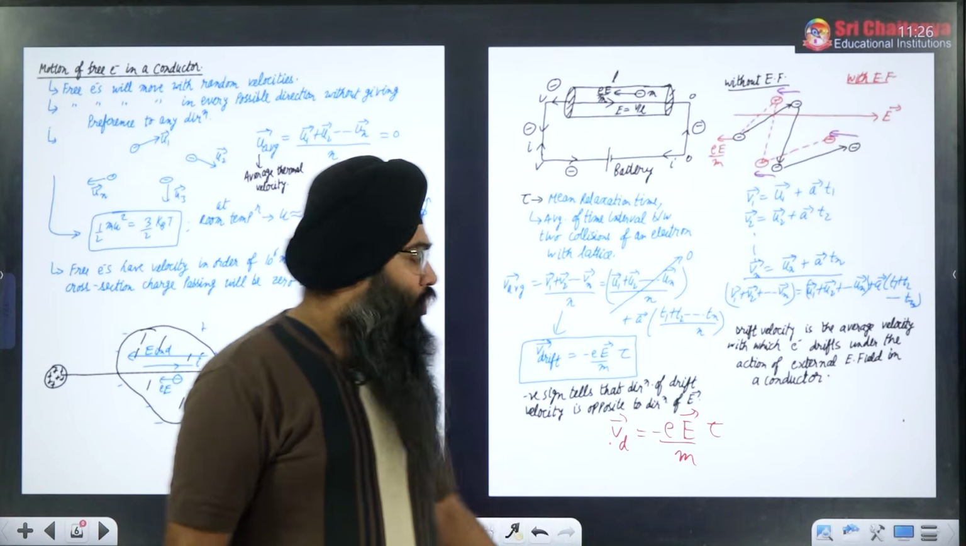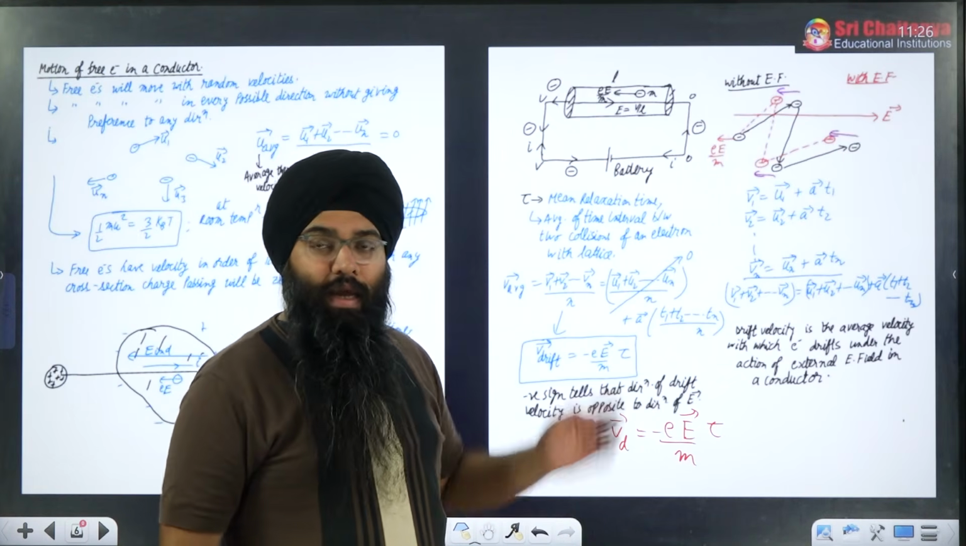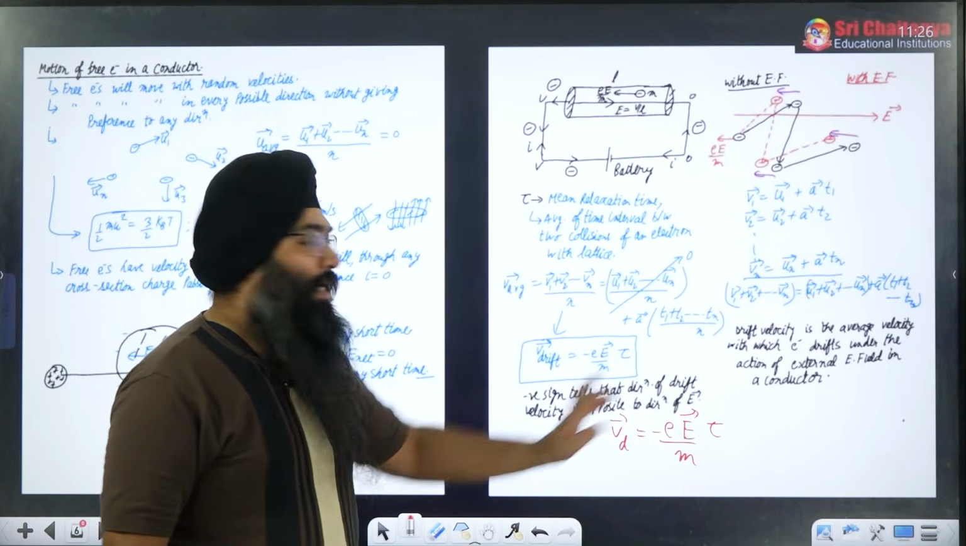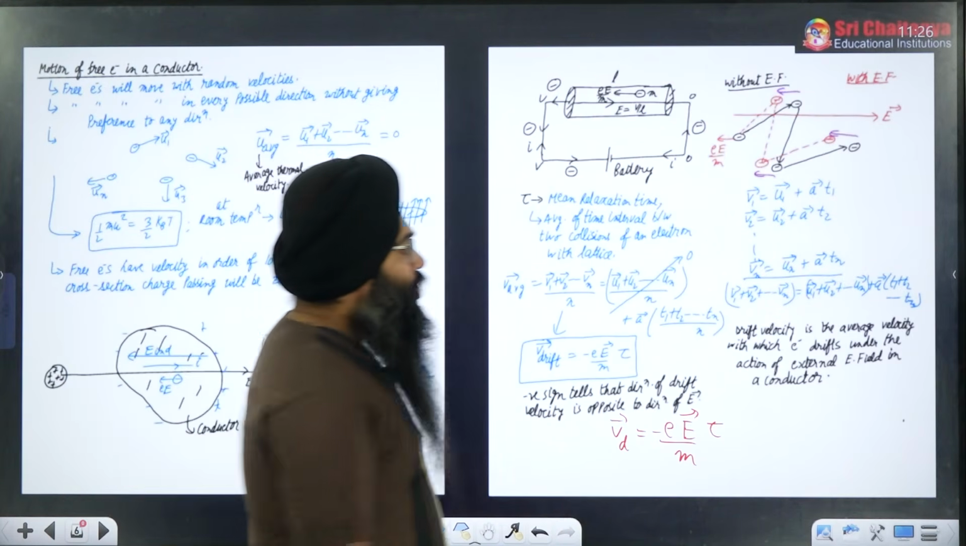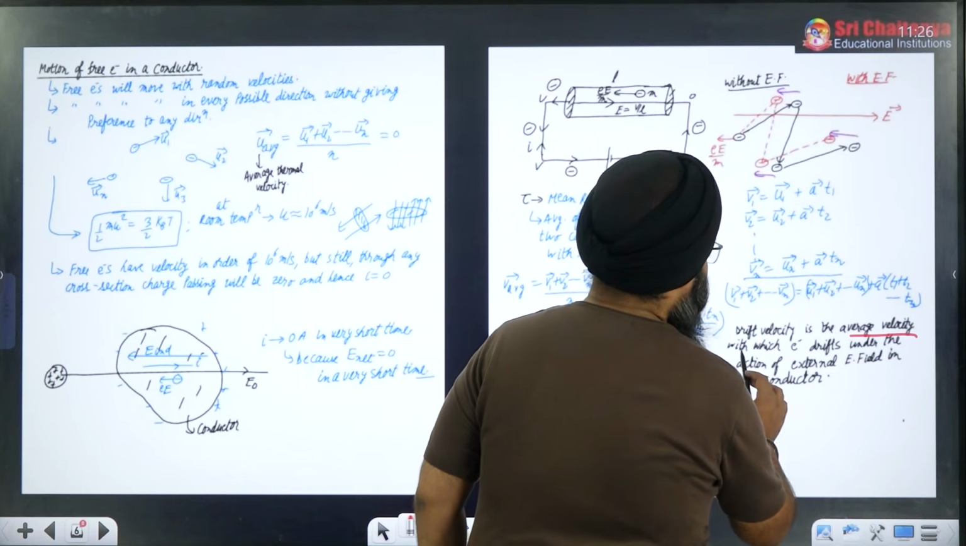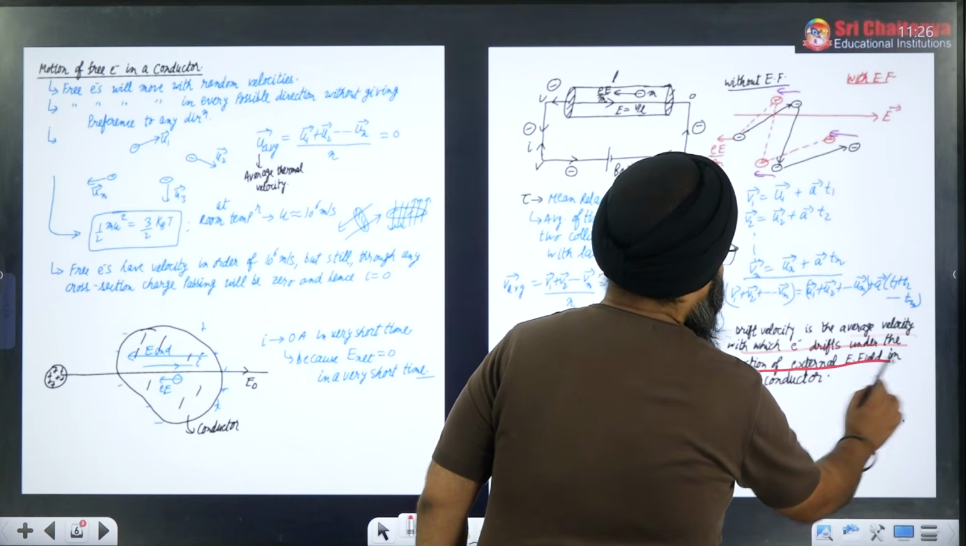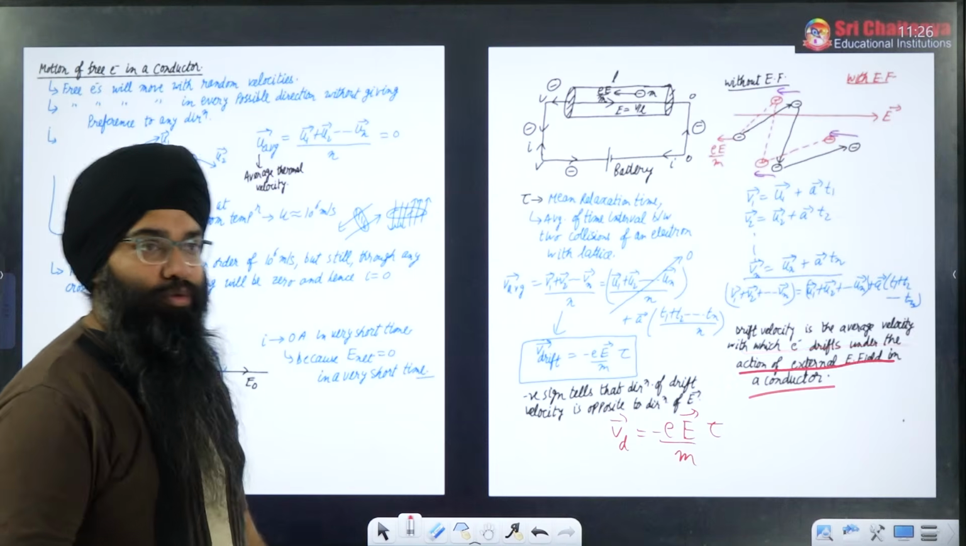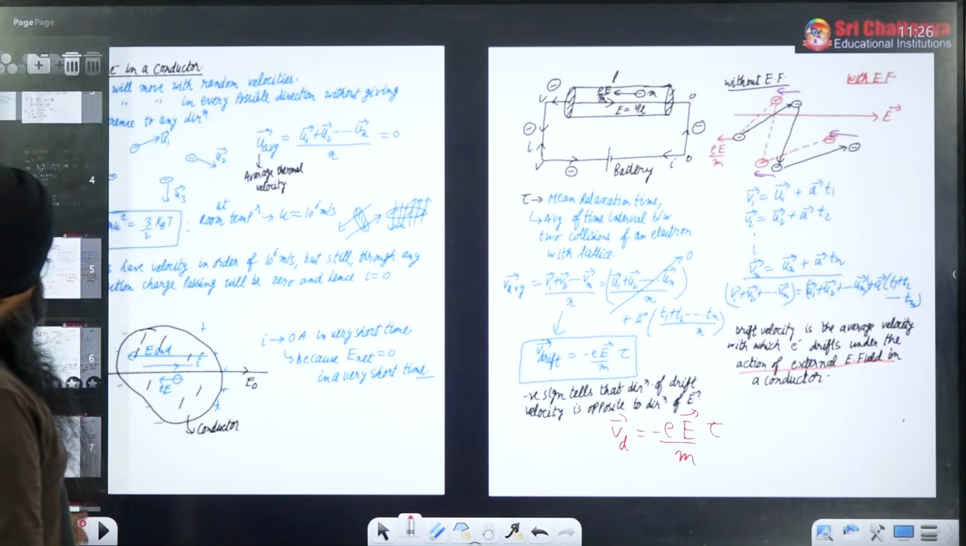This is happening because I am assuming that the electrons are moving, and electrons will always move opposite to the direction of the electric field. So that is why this negative sign is coming. So drift velocity is the average velocity with which electrons drift under the action of an external electric field in a conductor. I hope this point is also clear to you. Let's move to the next part.